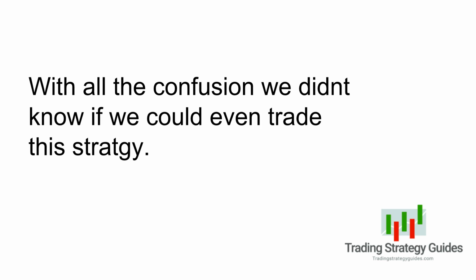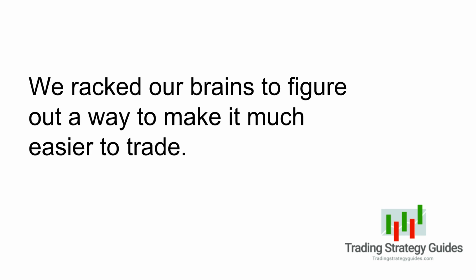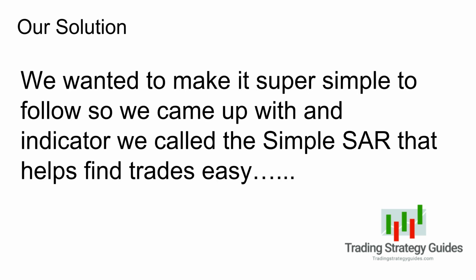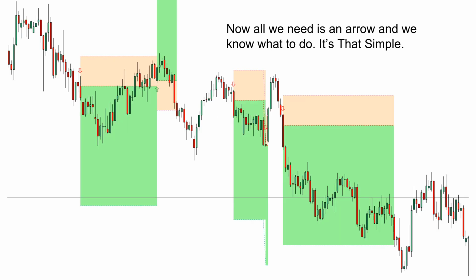With all the confusion, we didn't know if we could even trade with this strategy. It's like the strategy's so good, but there's so much confusion. How are we gonna solve some of these problems? And so our solution was obviously to make the indicator. We wanted to make something super simple. So we just called it the simple SAR because it uses a parabolic SAR and moving averages. We just figured that was a nice little combo. That's why we called it that.